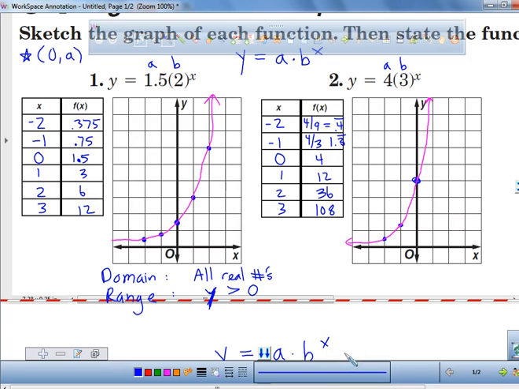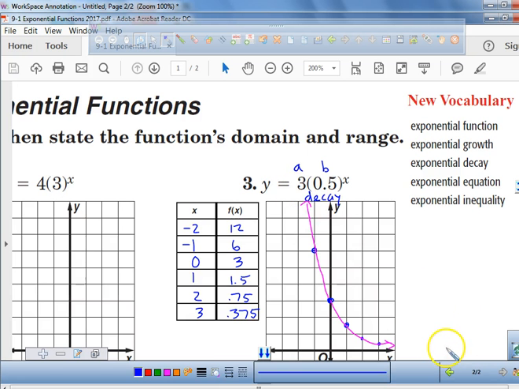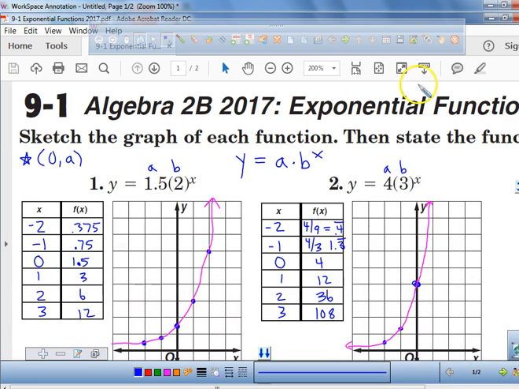All of your y values are greater than 0. It's never going to cross over this x-axis. By the way, that's the answer for all three. Your domain is all real numbers, and your range is y is greater than 0. Whether it's growing or whether it's decaying, you still have the same domain and you have the same range. All of your y values are greater than 0. All of your x values are being plotted.